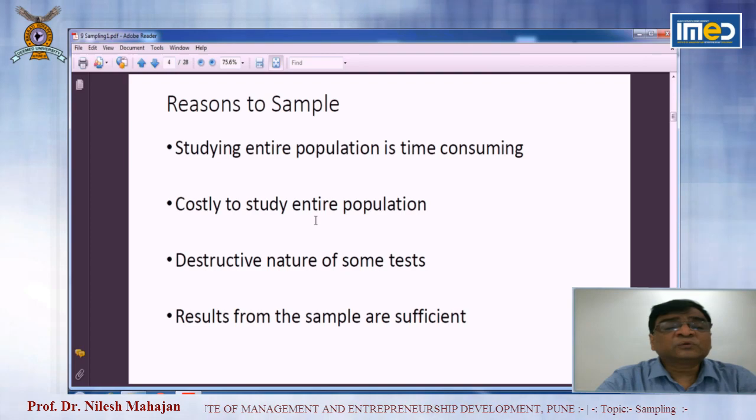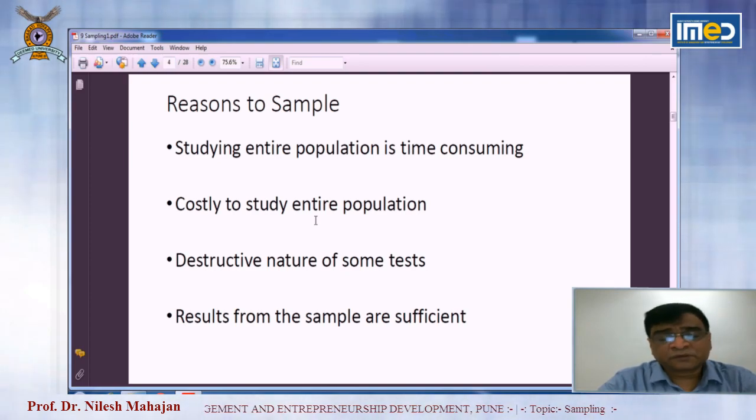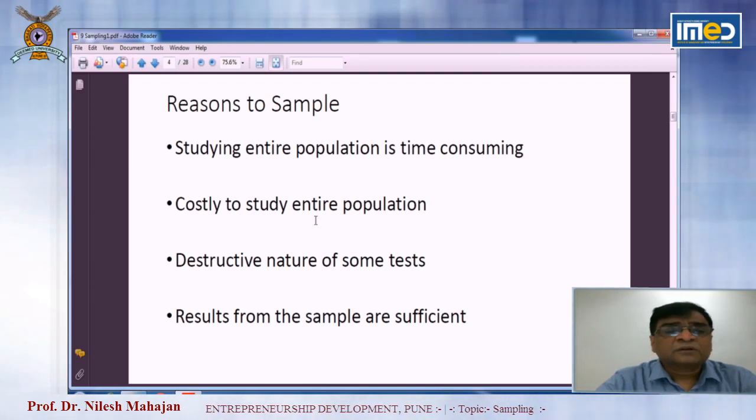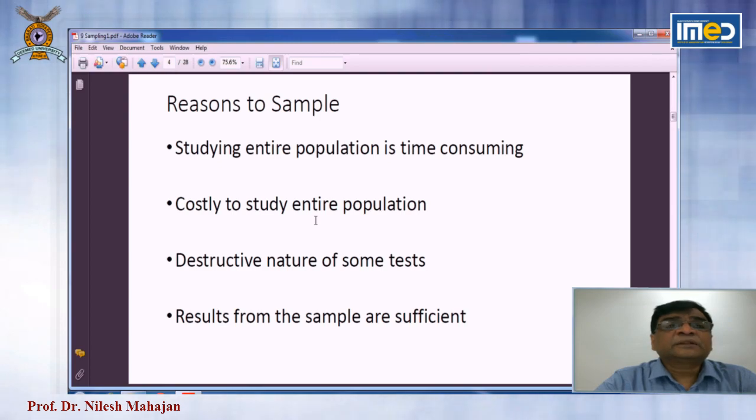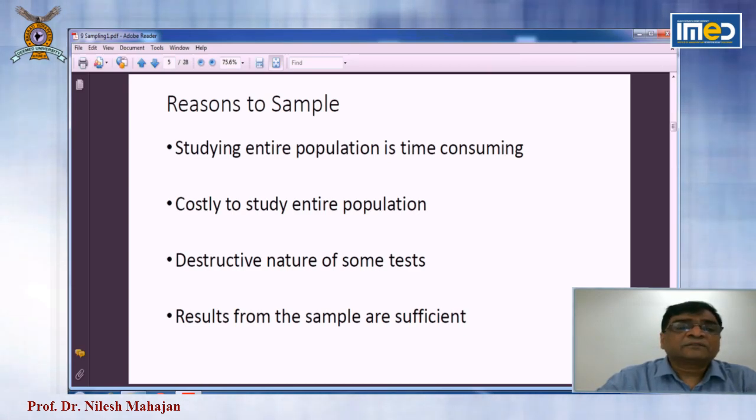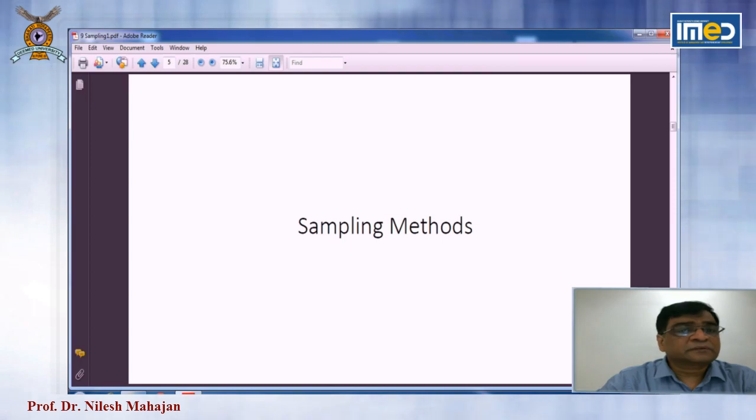Now, why am I choosing a sample, not the population? The reasons to sample: studying the entire population is time consuming, it is costly to study the entire population, there is the destructive nature of some tests, and results from the sample are sufficient. So that is why we are considering this sample.